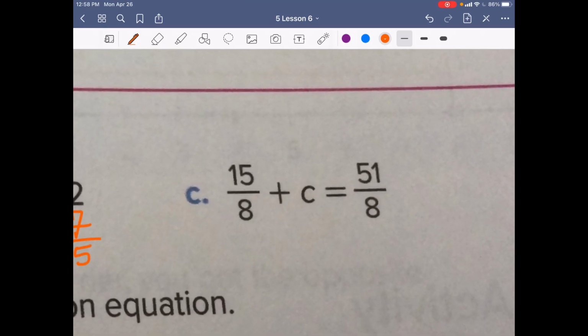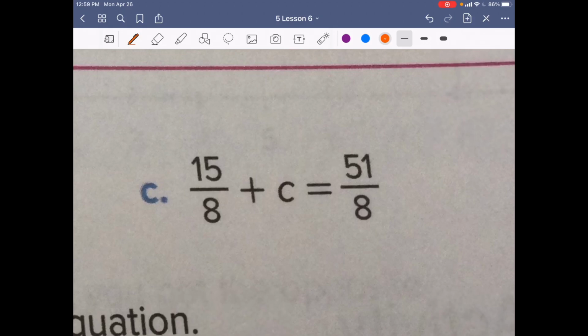Let's check out letter C. This is written as eighths, so we can just subtract 15 eighths. We can't do 1 minus 5, so this becomes a 4 and this becomes a 10. 10 minus 5 is 5. 4 minus 1 is 3. So we have 35 eighths. C equals 35 eighths.